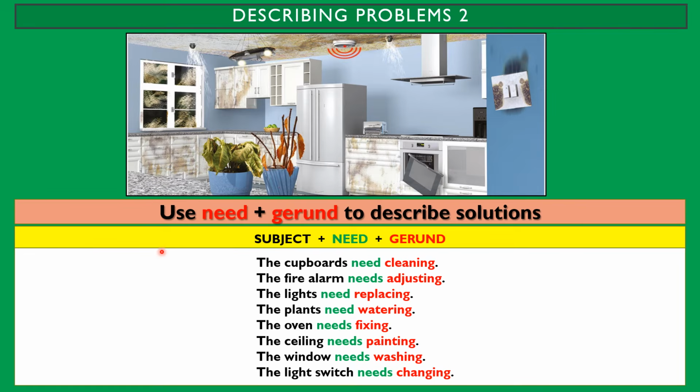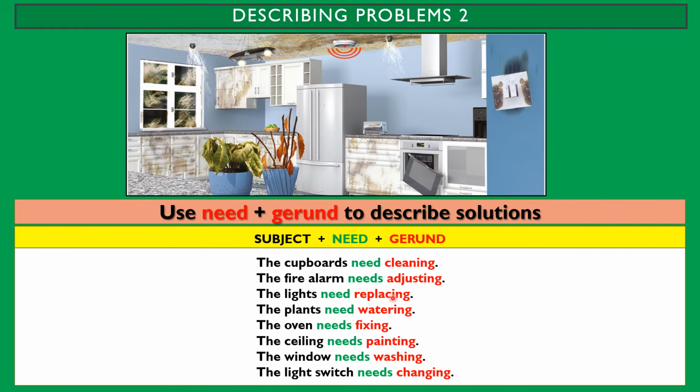You can use need plus gerund to describe solutions. For this, you need a subject plus need plus a gerund. The gerund is going to indicate a solution to the problem. For example, the cupboards need cleaning. The fire alarm needs adjusting.